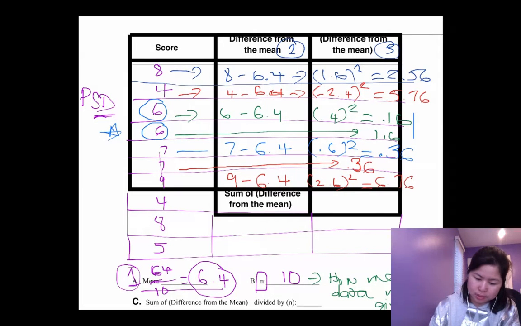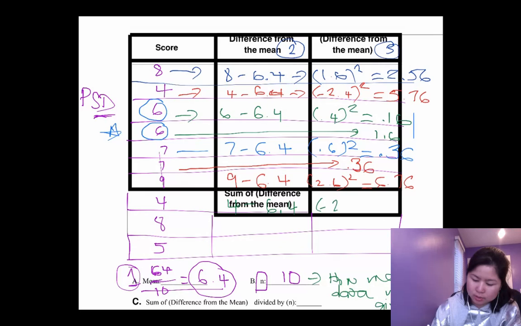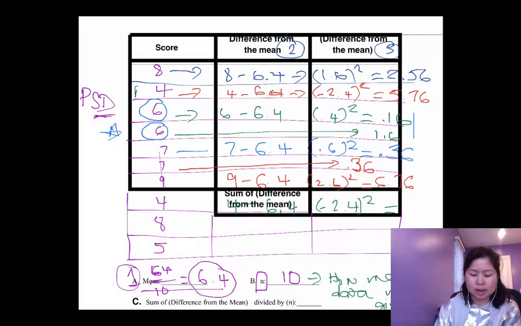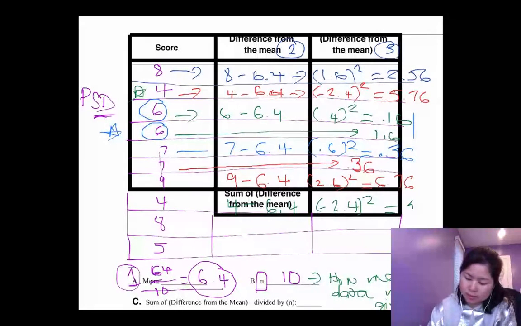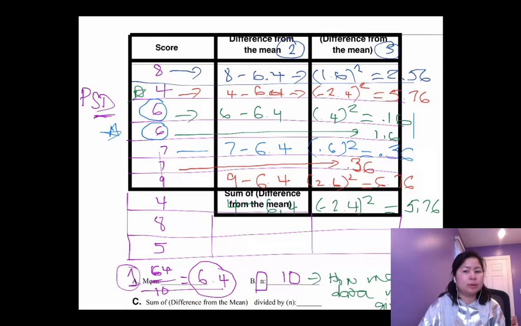So hold on, I need to change. So 4 minus 6.4, this one is a little bit hard to see, but minus 6.4 gives you negative 2.4 squared. Oh, I already have 4 on the top. I didn't pay attention, so I can just copy that down. It should be 5.76. So if you run into the same number, then you don't have to worry about redoing it. You can just copy the numbers, okay?